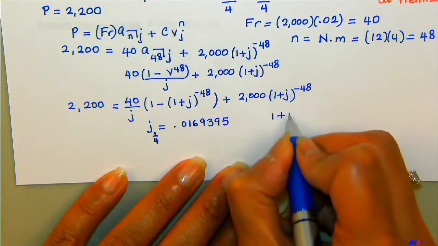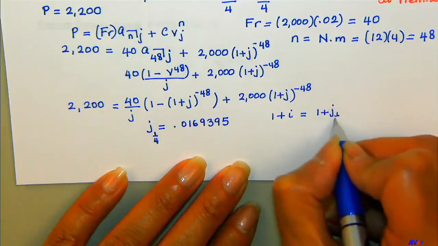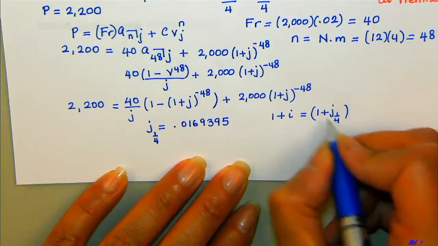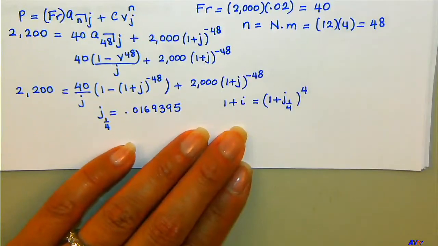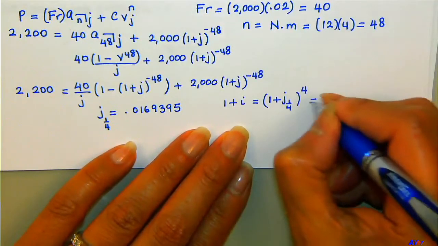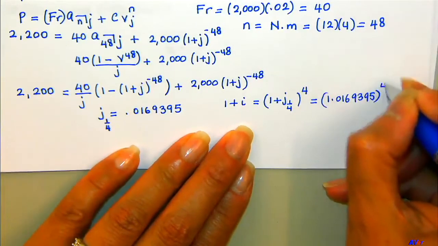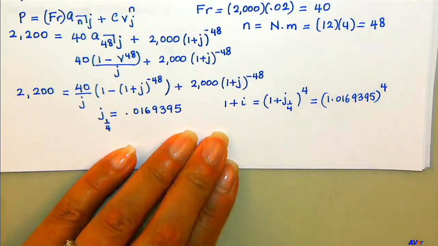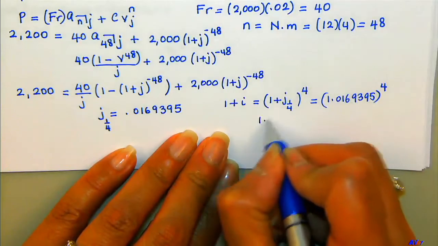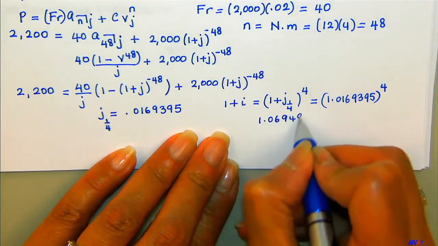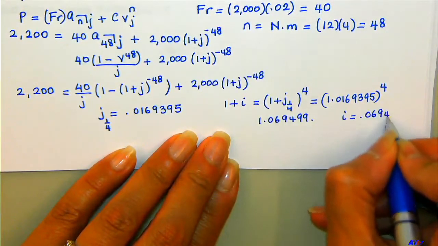One plus I equals what? One plus j 1/4 to the 4th power, because there are 4 of those periods, so I'm compounding 4 times, right? Is equal to 1.0169395 to the 4th. So let me see what I get: 1.069499. Therefore, I is equal to 0.069499.